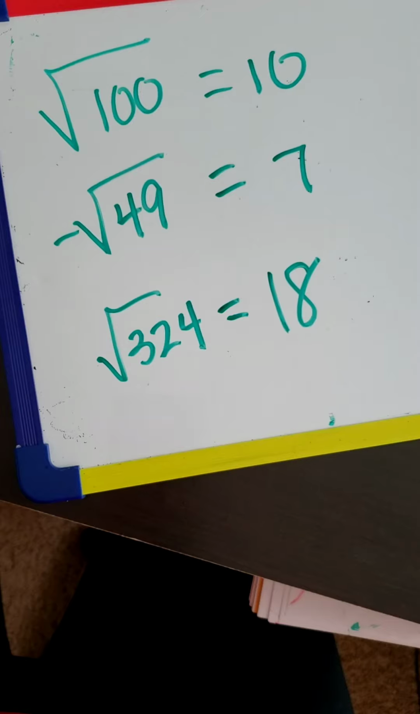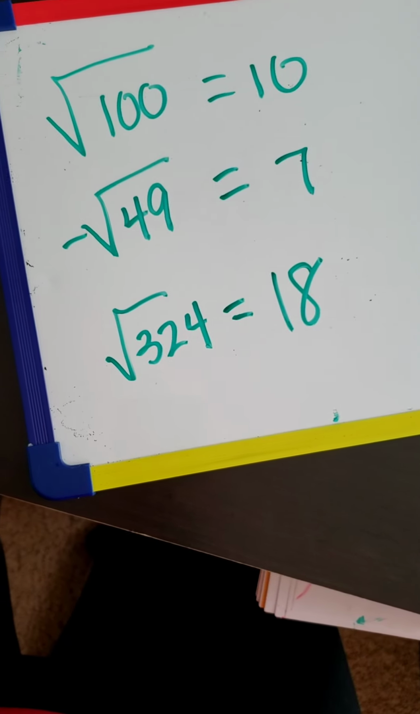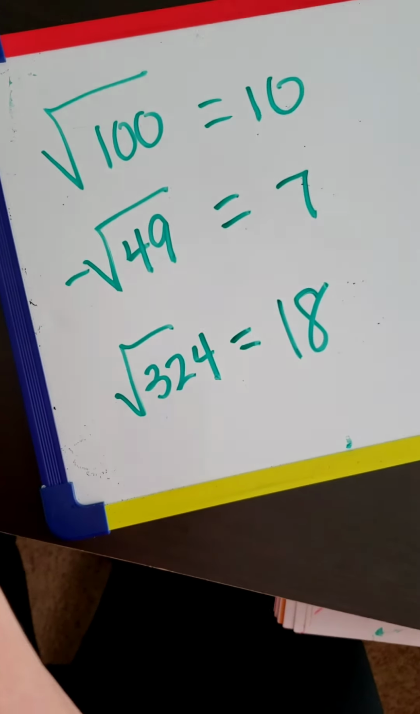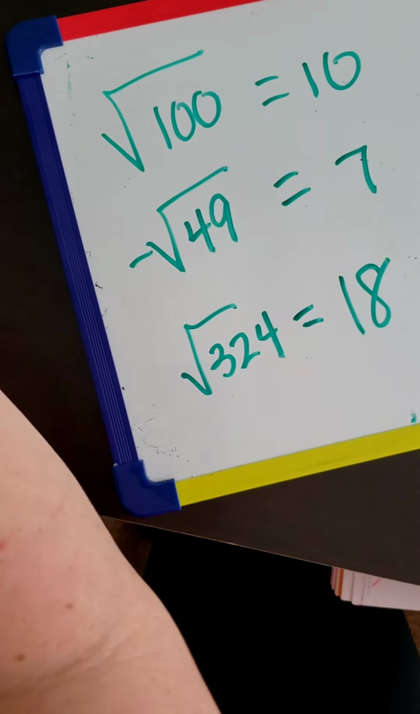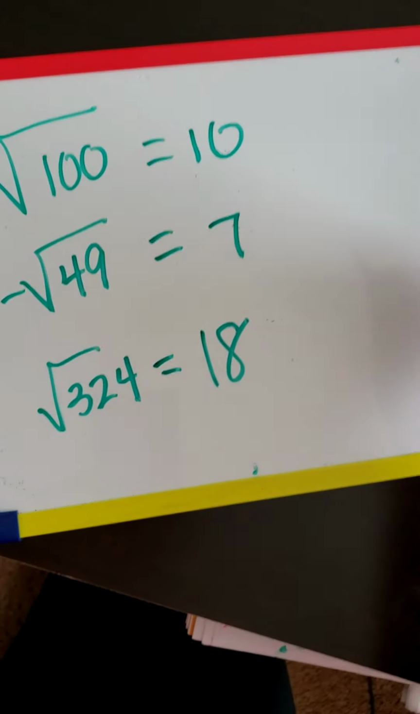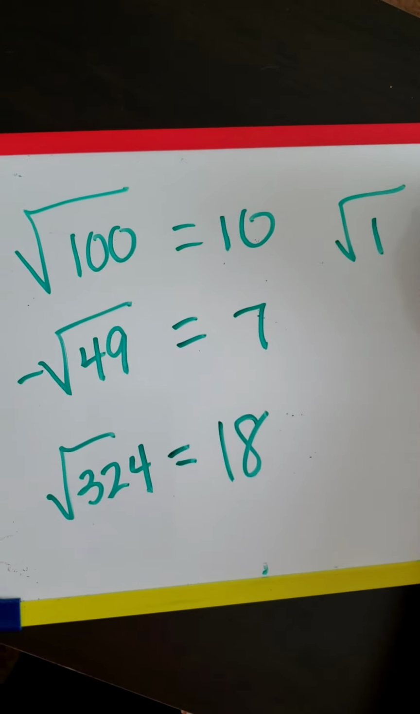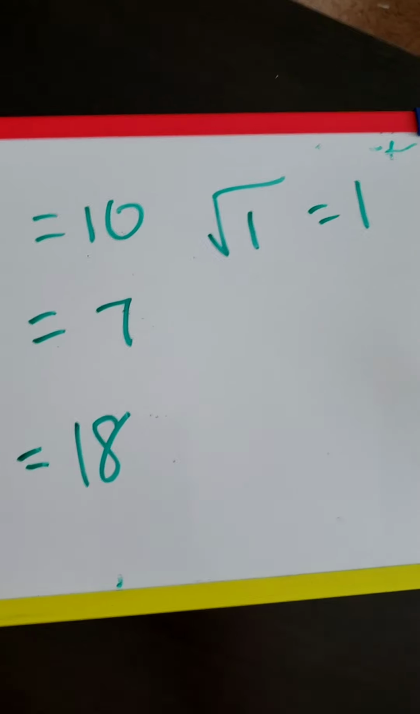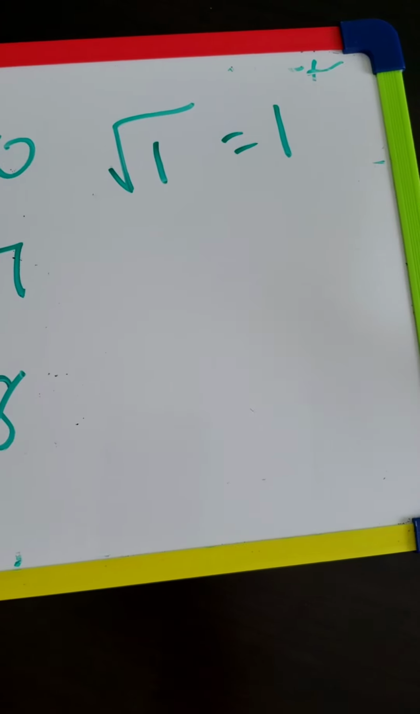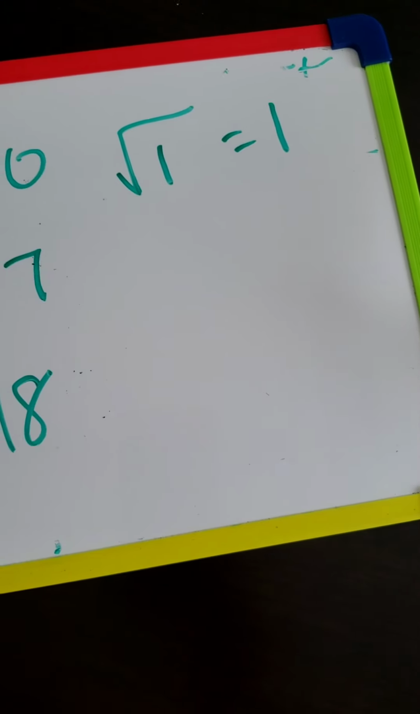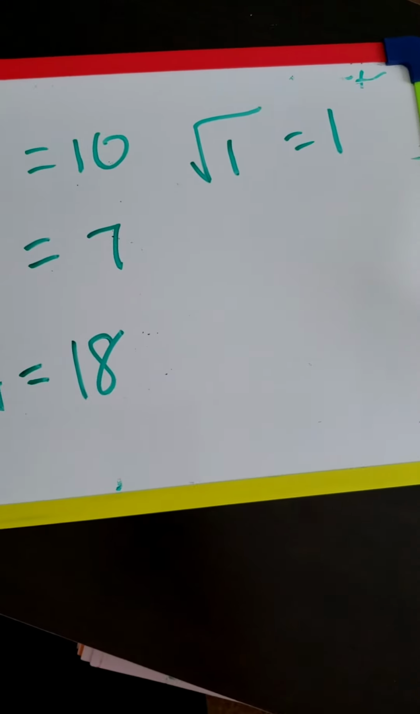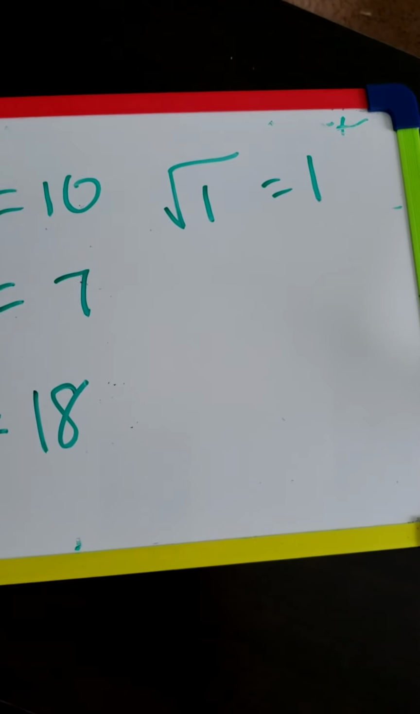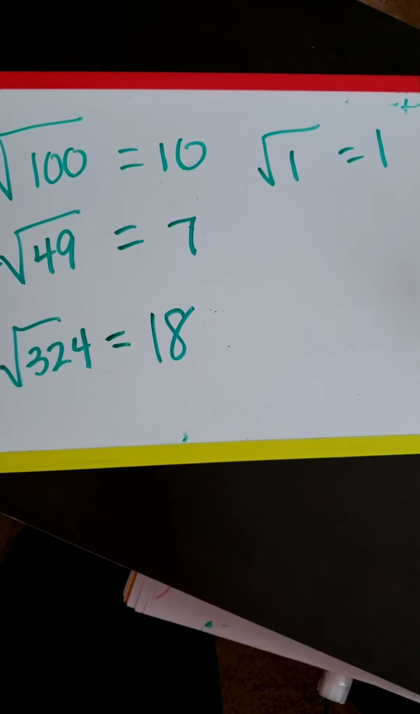Sorry, I lost my place. Square root of 1 is going to obviously be 1, because 1 times 1 is 1. Okay, and then I want you to go ahead and do the last, square root of 121, on your own and type that answer on your slide where it says type your answer here.